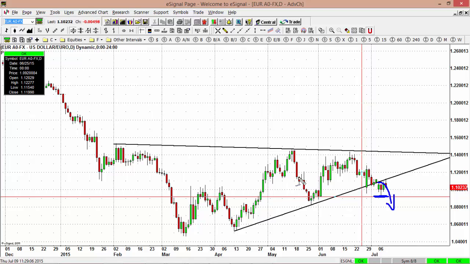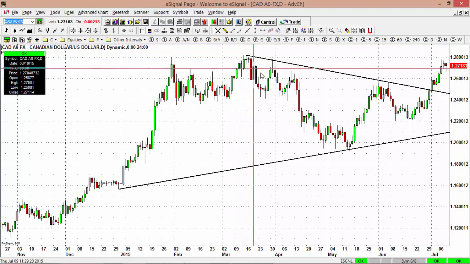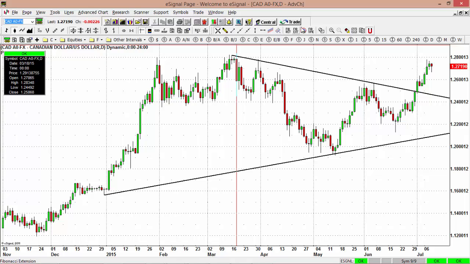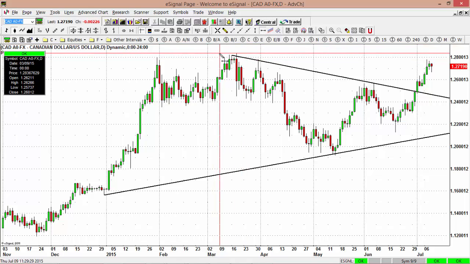If we do get a close below that candlestick pattern, that will be fairly bearish for the euro versus the US dollar. Taking a look at the Canadian dollar, the market is attempting to trade up to the old high near this 128 level, but we can't seem to reach it yet. I will look for further gains in the USD versus the Canadian dollar.